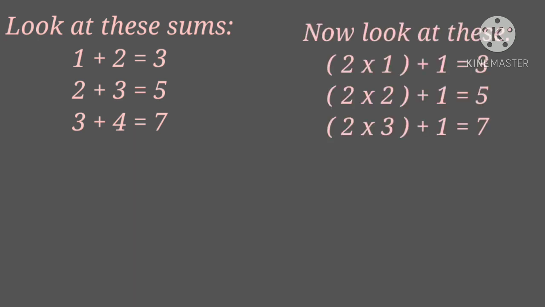Now look at these. 2 into 1 plus 1 is equal to 3. 2 into 2 plus 1 equal to 5. 2 into 3 plus 1 is equal to 7. Here we double the number, 2 into 1. We double the 1 and add 1 to it. So we get the answer 3.